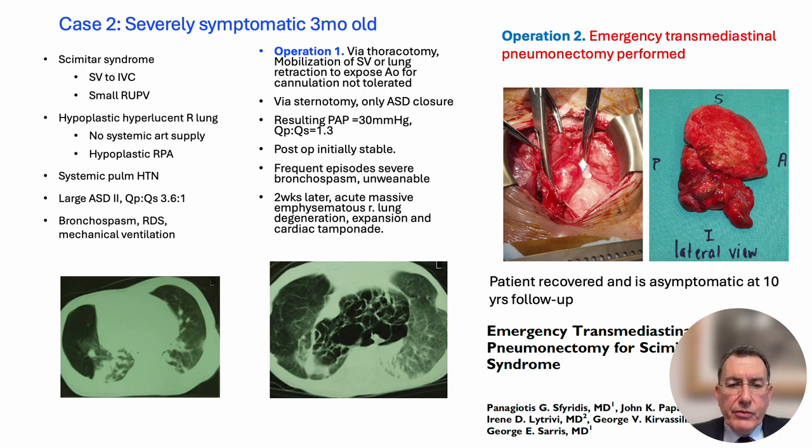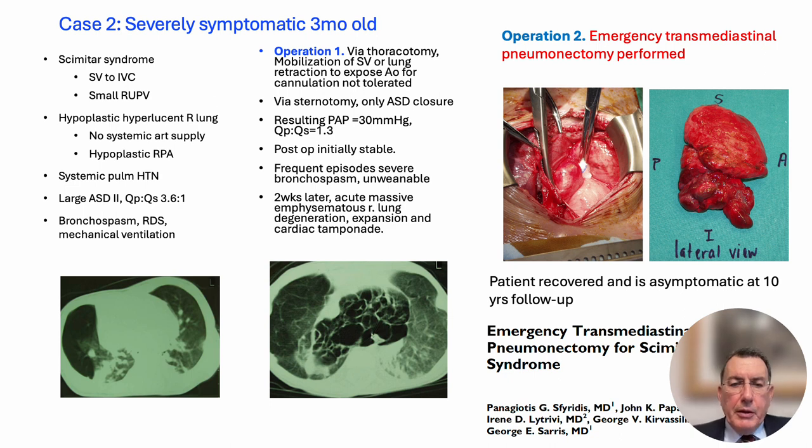At operation via right thoracotomy, it proved impossible to retract the lung and mobilize the scimitar vein for direct reimplantation as it was not tolerated hemodynamically. We elected to only close the ASD, which we achieved via sternotomy, and the hemodynamic result was good, with pulmonary artery pressure down to 30 millimeters of mercury and the Qp/Qs 1.3.